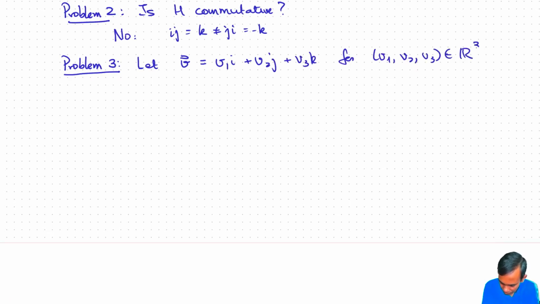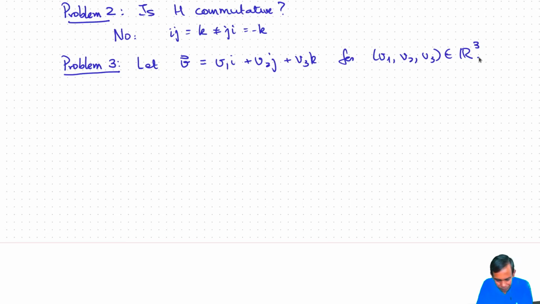in R cubed. So we're going to think of vectors in three-dimensional Euclidean space as quaternions. The coefficient of 1 in a quaternion is called the real part, and the rest of it, the coefficients of I, J and K added up, that's called the imaginary part, in analogy with the complex numbers. So we're going to think of vectors in R3 as imaginary quaternions of the form V1I plus V2J plus V3K, and that corresponds to the vector V1, V2, V3 in R cubed.